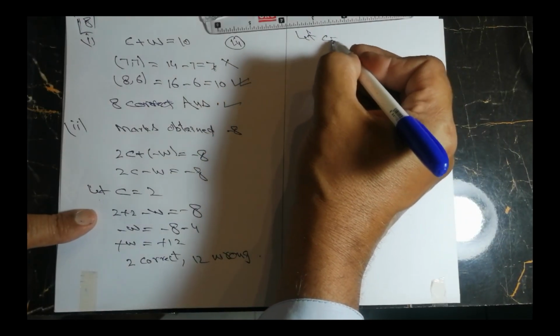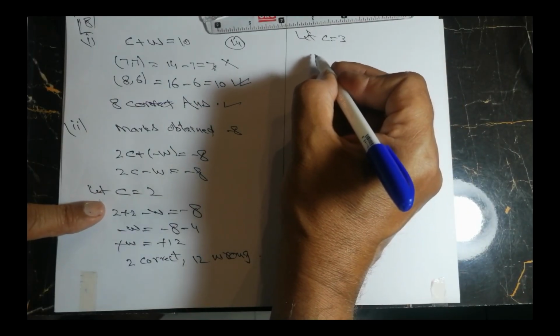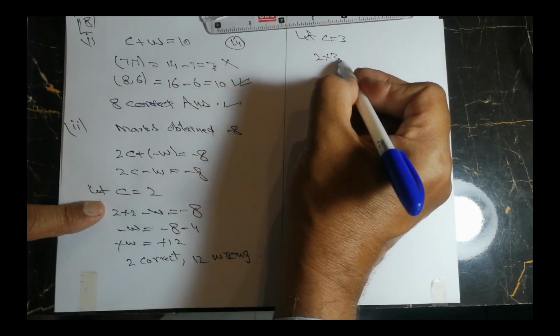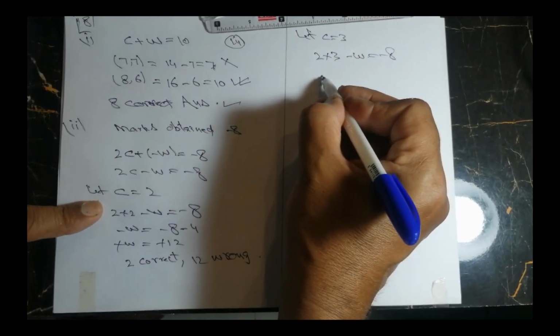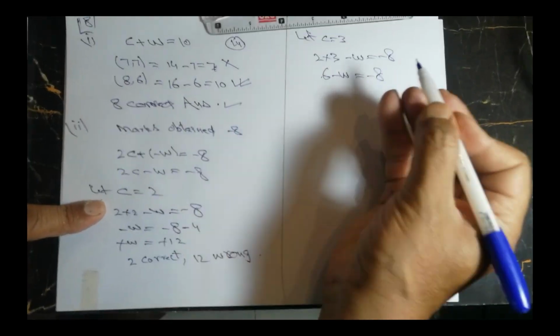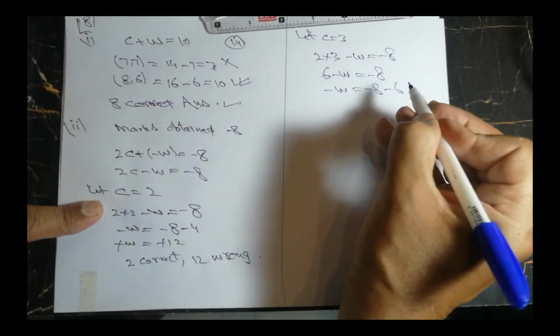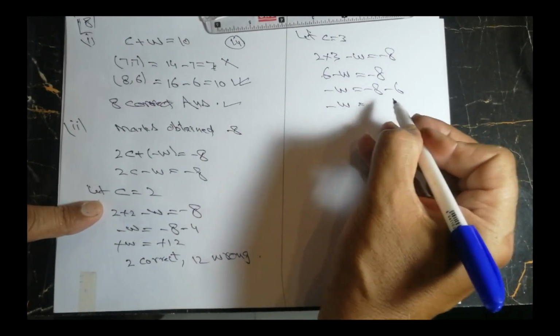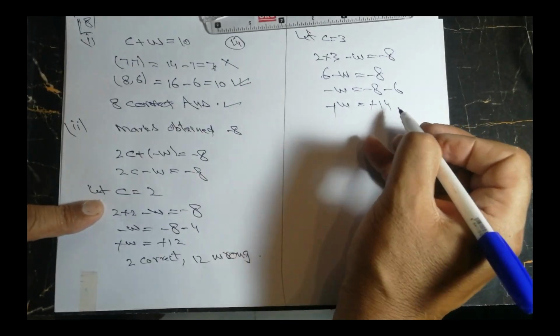Let c equal 3, and then 2c, 2 into 3 minus w equals minus 8. This is 6 minus w equals minus 8, so minus w equals minus 8 minus 6, minus w equals minus 14. This cancels. So w equals 14.